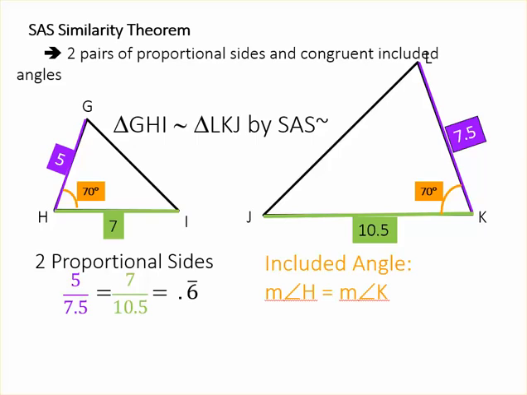Now we don't know information about that third side, so we cannot use side-side-side. But we have that angle, the included angle. It's made by those 2 sides we know, and we have a pair of equal included angles. So this means triangle GHI is similar to triangle LKJ by side-angle-side.